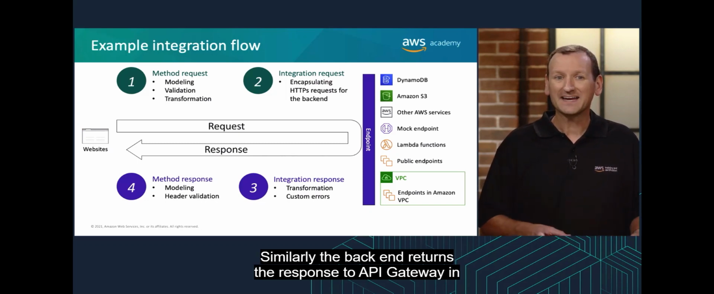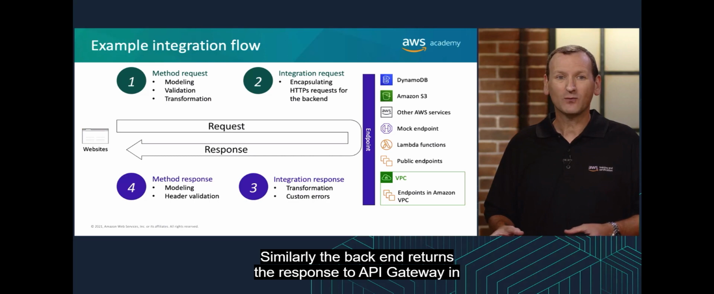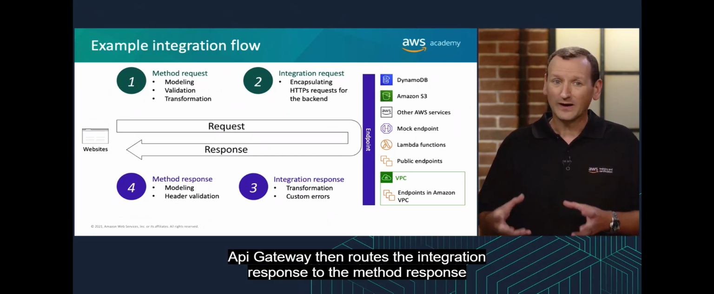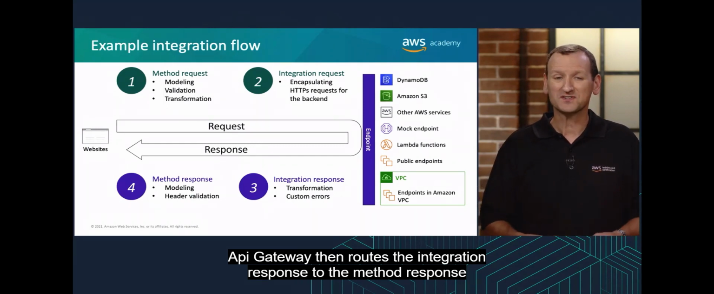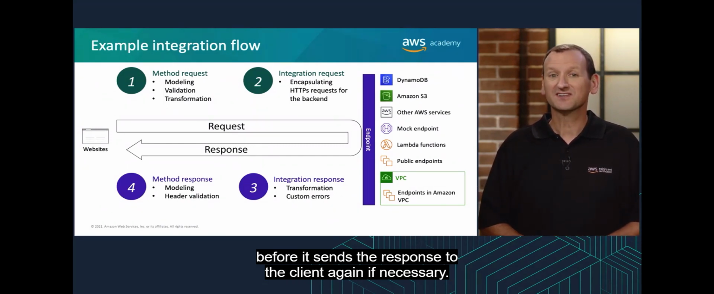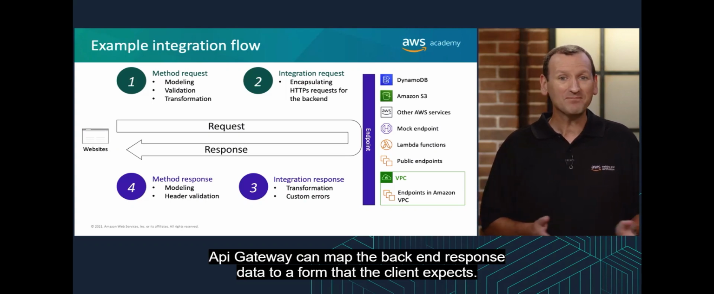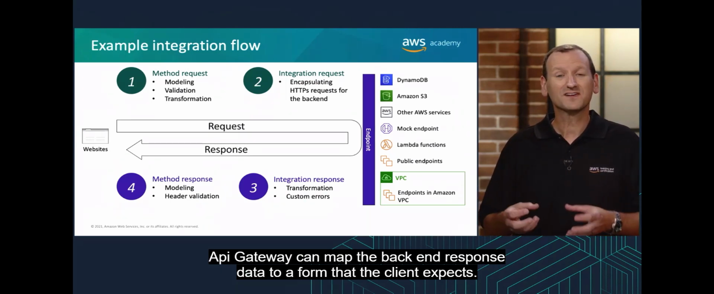Similarly, the backend returns the response to API Gateway in the integration response. API Gateway then routes the integration response to the method response before it sends the response to the client. Again, if necessary, API Gateway can map the backend response data to a form that the client expects.